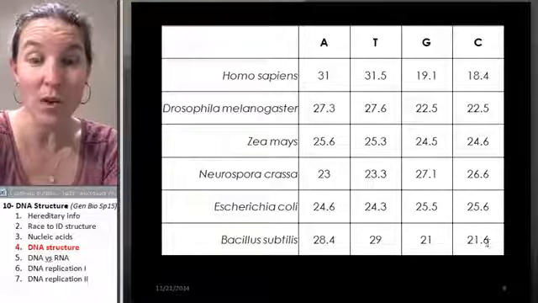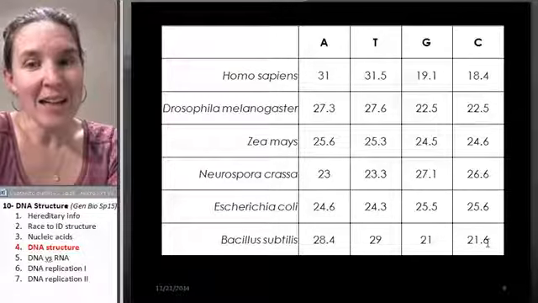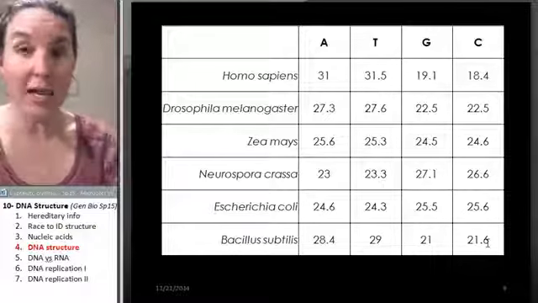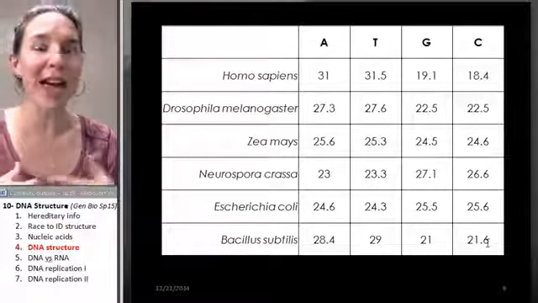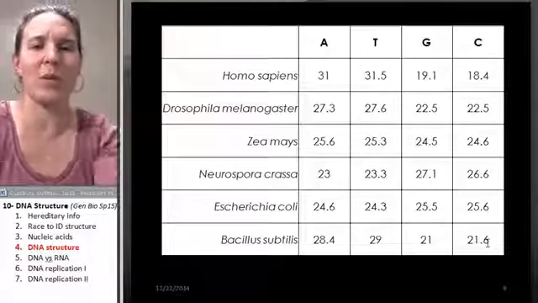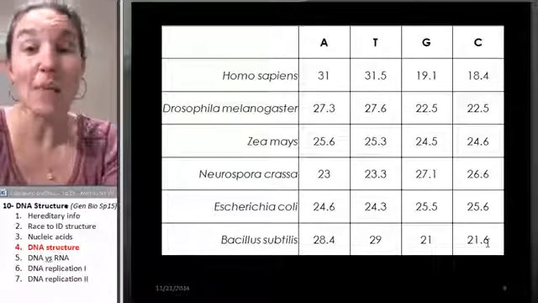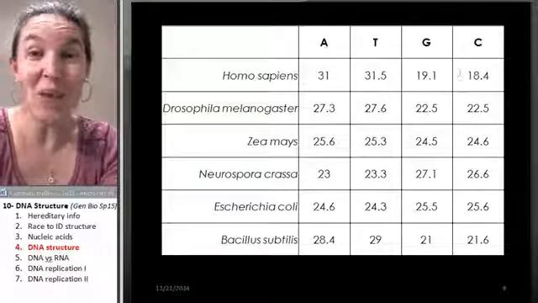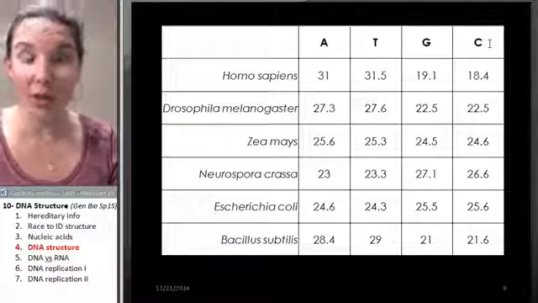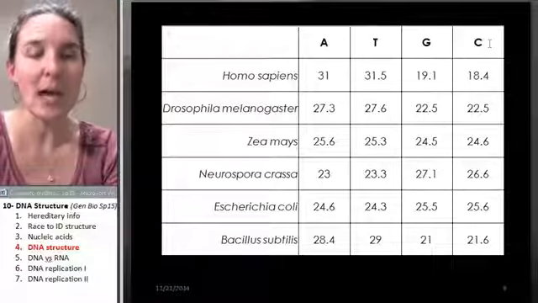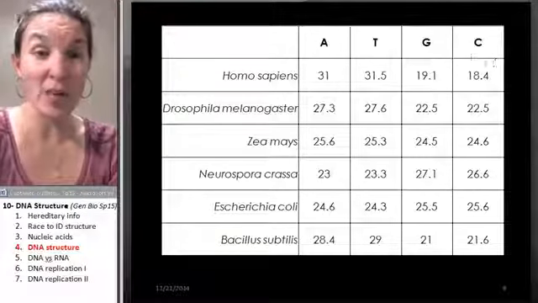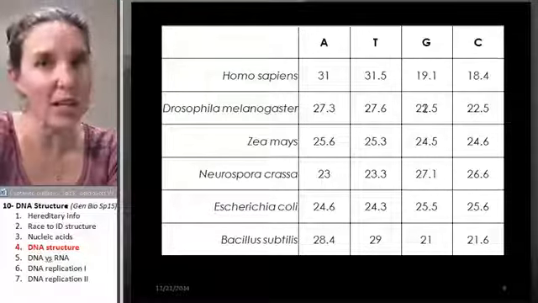The number of adenines and guanines, it's not equal, and when we get to DNA function, we'll look at why. Why do we care? You will know why we care about the distribution of A's, T's, G's, and C's. But Chargaff was on it back in the 40s when he figured out that these are equal.